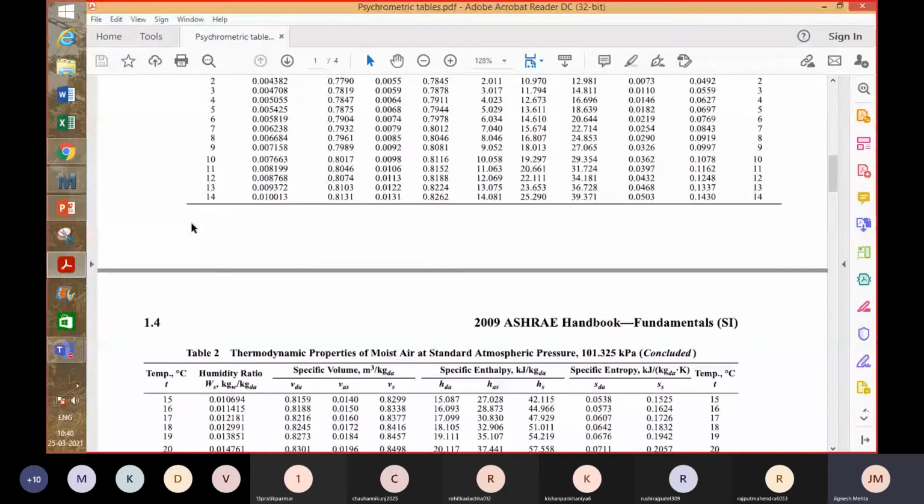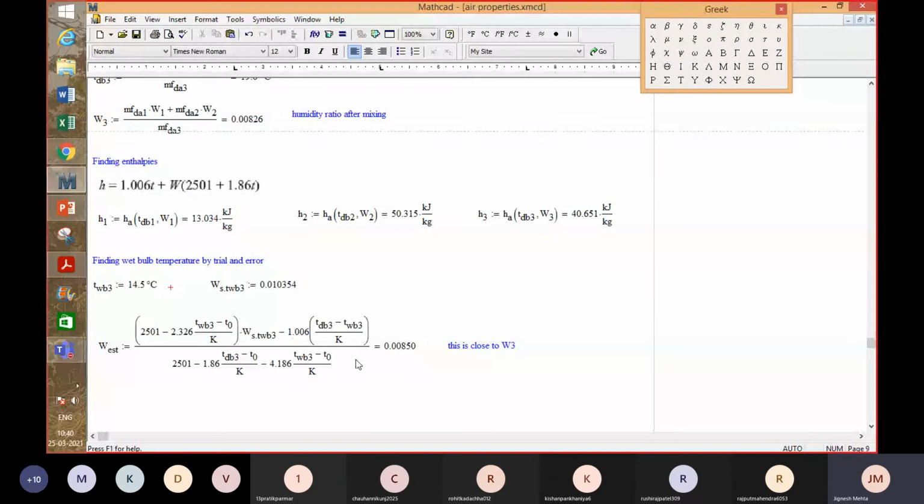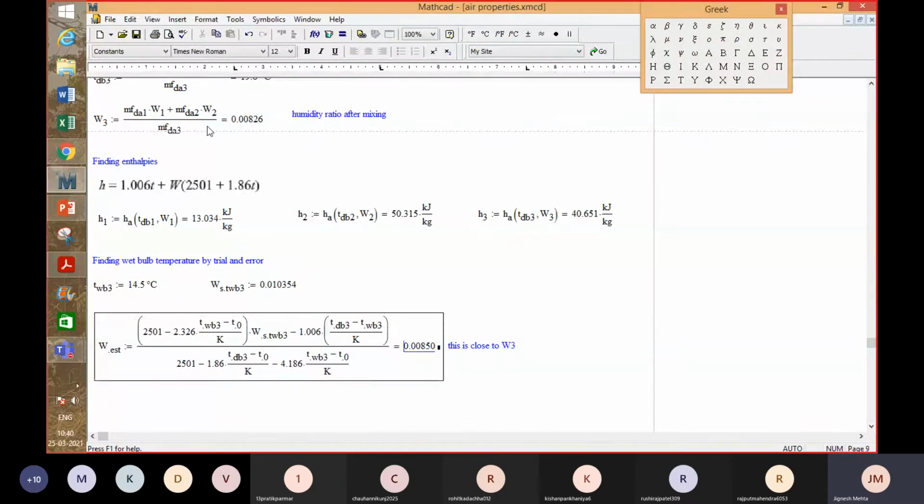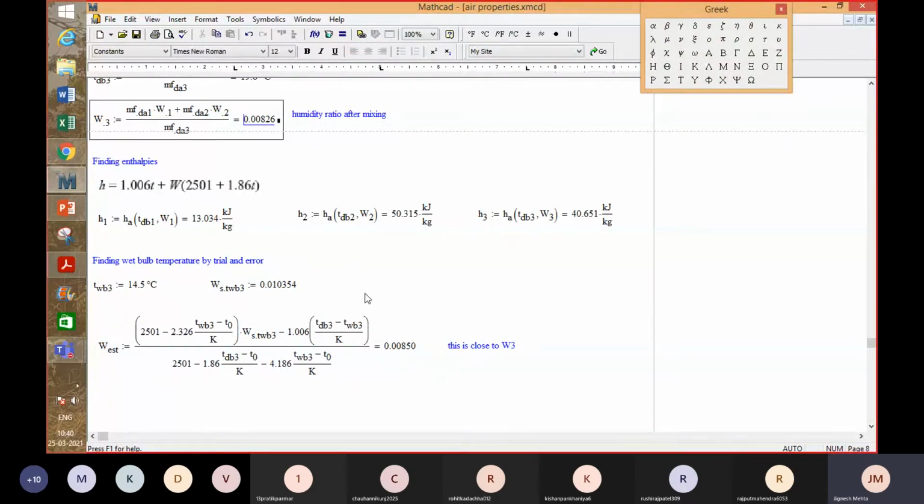So 14 and 15. So 0.010013 and 0.010694. Right. So those are the values of WS. You can take the average of these two and take wet bulb temperature equal to 14.5. When you do that, you find that value of W is quite close to this one. Right. So your 14.5 degrees Celsius could be a good estimate. So this is how you get the wet bulb temperature.